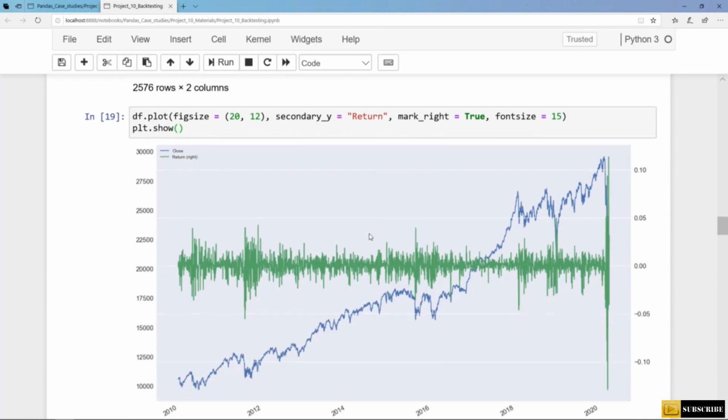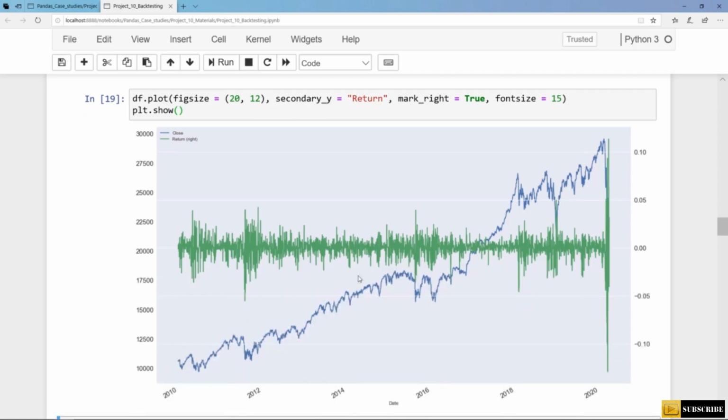So here in blue again, we have the close prices, the daily close prices, and the corresponding y-axis here on the left-hand side. And in green, we have the returns that are oscillating around 0. The corresponding y-axis here is on the right-hand side. And here we can see some volatility clusters. So it's no surprise that we have quite a huge volatility in the crisis here.